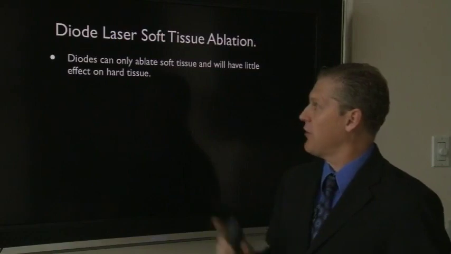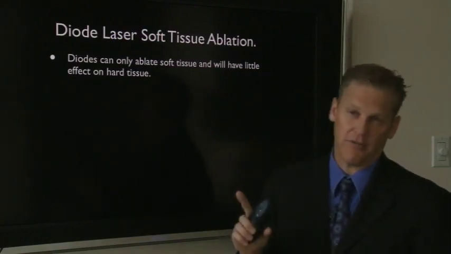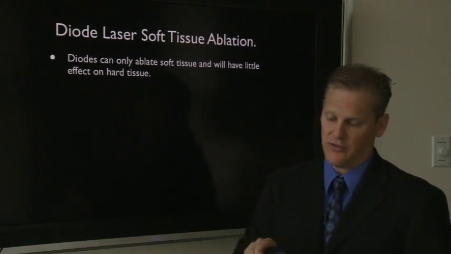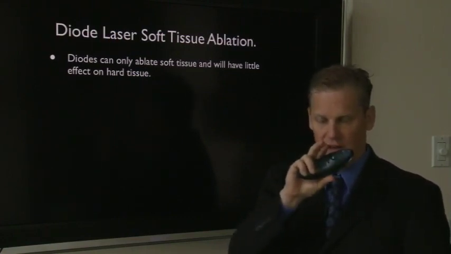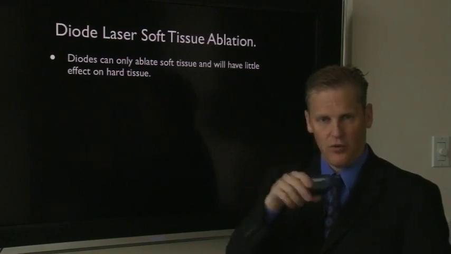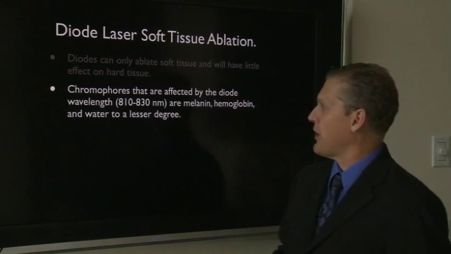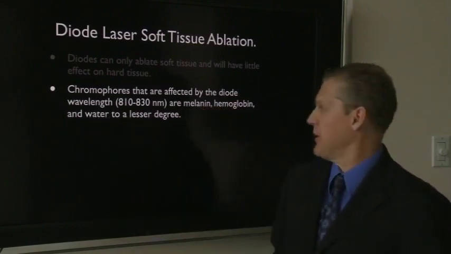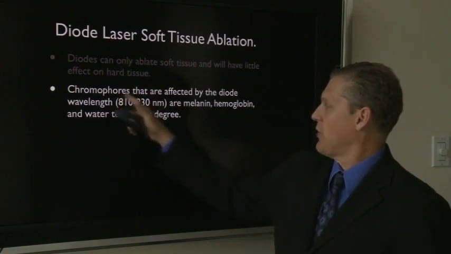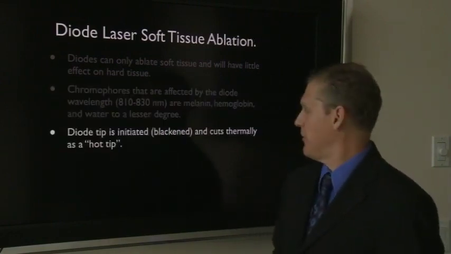So when you look at diodes, diodes can ablate soft tissue very well, but they'll have very little effect on hard tissue. If you're crown troughing and you touch the tooth, you may find a very, very subtle area of charring that is very paper thin. One stroke of your diamond burr, it's gone, that dot. The chromophores for diodes are hemoglobin and melanin, and water to a lesser degree. Most of the diodes fall in this region, but there are some 980 nanometer and 1064 diodes as well.